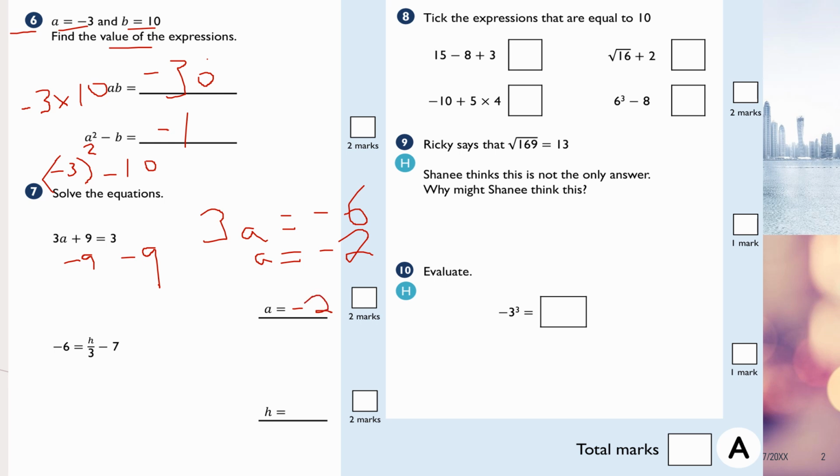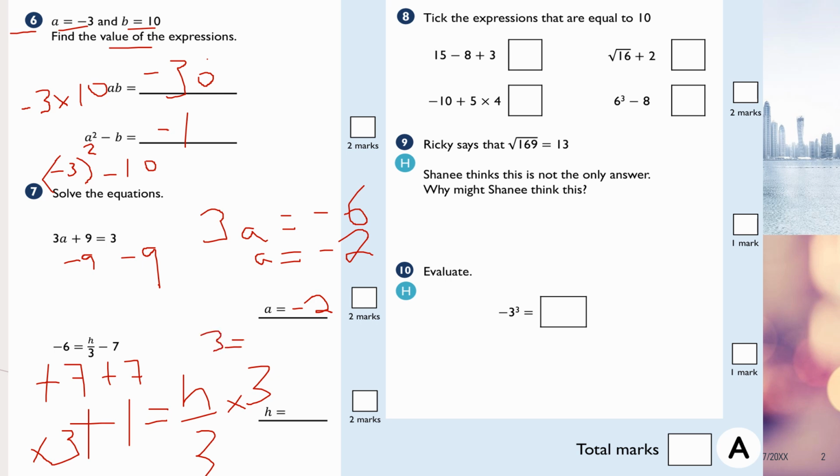Next one, minus 6 is less than h over 3 minus 7. I'm going to add 7 to both sides. So minus 6 plus 7 gets you to positive 1, equals h over 3, or h thirds. Times by 3 on both sides. So 1 times 3 is 3. So you have 3 is equal to h.